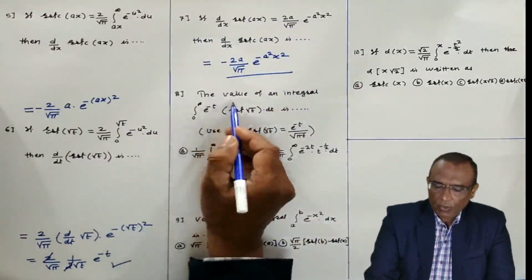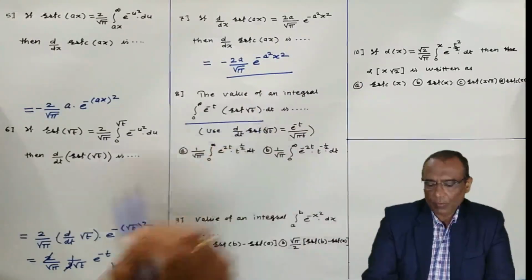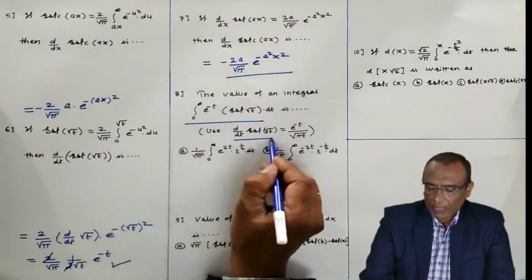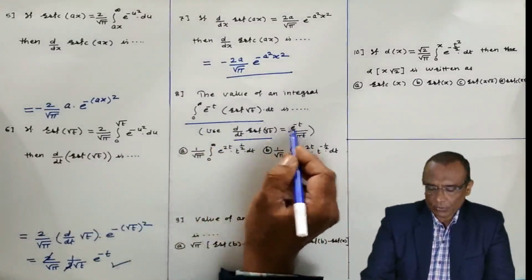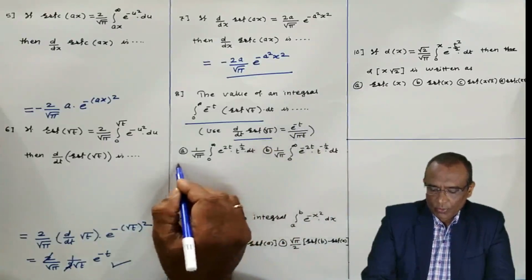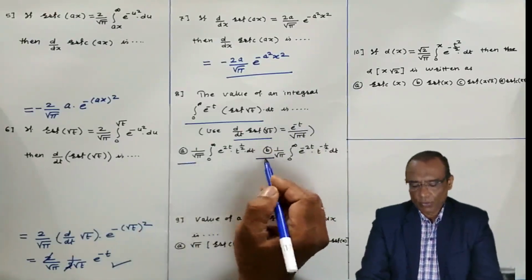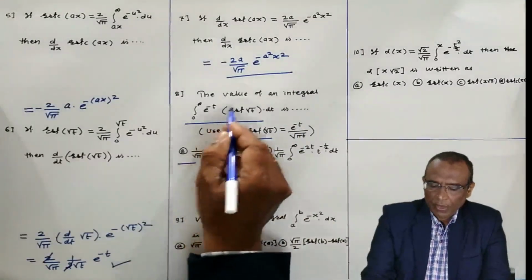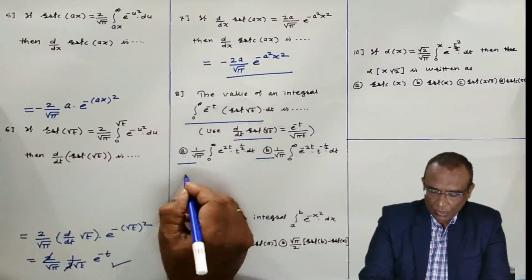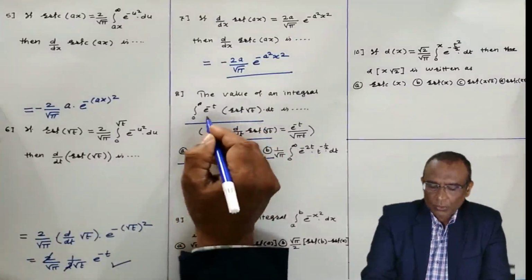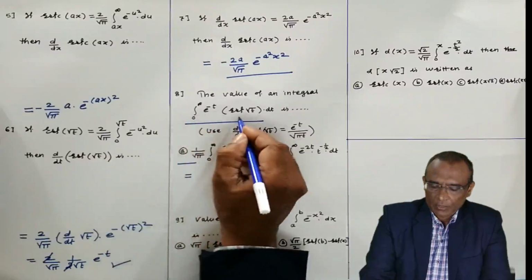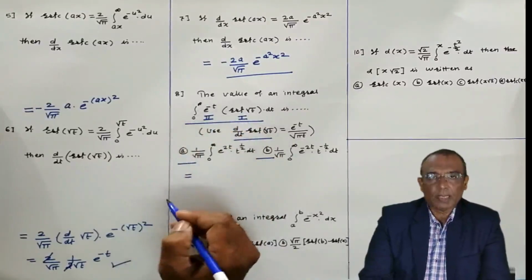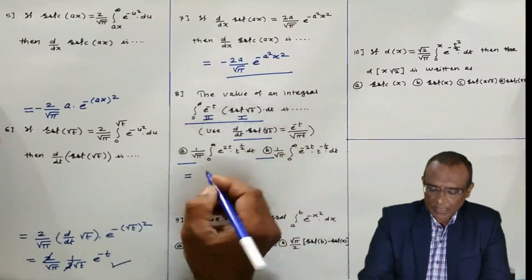Now, the value of an integral. The value of this integral is asked, and we have been given the derivative of error function of root t, which is given to you. Now, there are two options. In an examination there will be 4, but in order to save time, only 2 options I have written. So, the value of this integral I want. So, what I am going to do? I am going to use integration by parts.